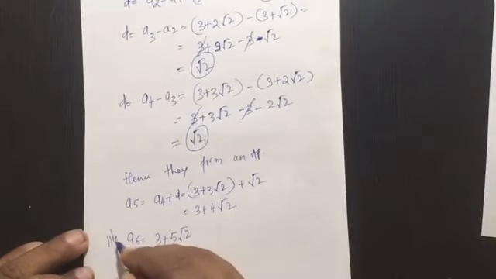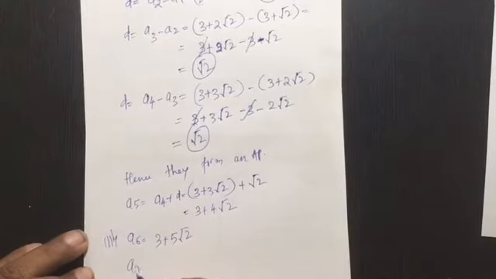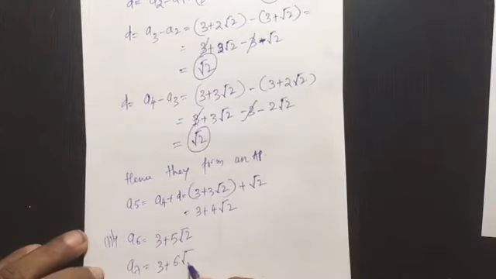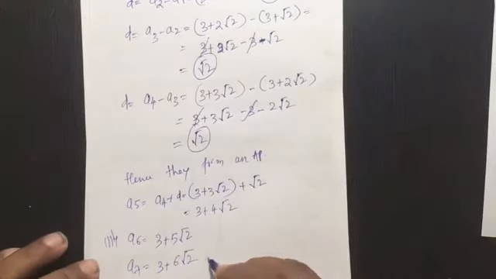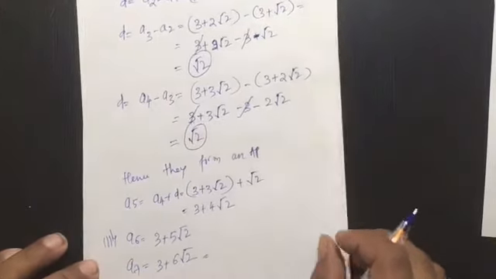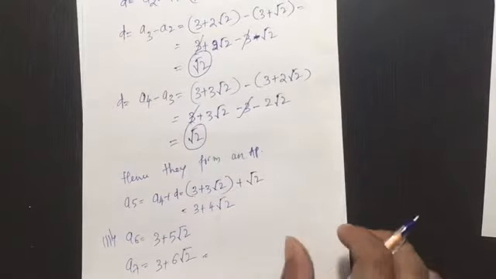Similarly, A7 is equal to 3 plus 6 root 2. Okay, so this is your fifth problem. If you have any doubts, you can directly comment in the message, I will reply.